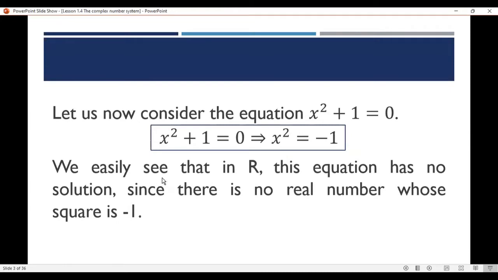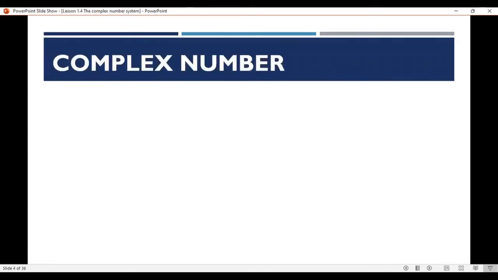Okay, we easily see that in real number, this equation has no solution. Diba? Has no solution in real number, since there is no real number whose square is negative 1. Wala naman talaga eh, di ba? Kasi lahat ng square of any number is positive. So dito, magiging contradict pagdating sa real number. So ibig sabihin, magkakaroon tayo ng another number system, which is the complex number. Okay, so dito na nga ipapasok ang complex number para yung given nating equation maging solvable.